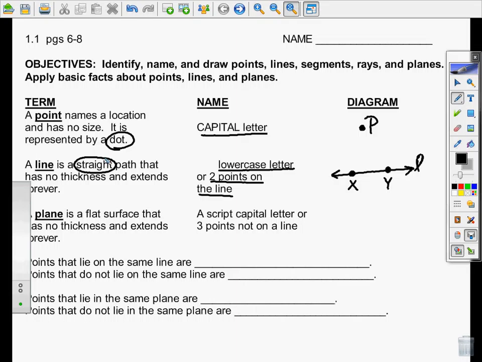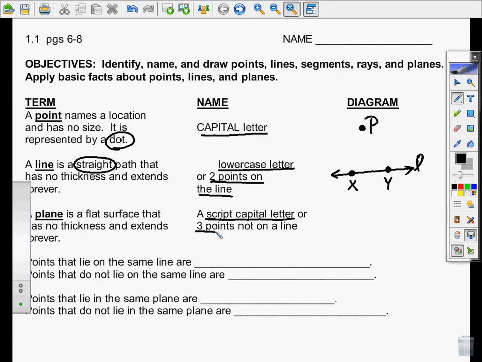All right, the third term here is a plane. This is a flat surface that has no thickness and extends forever in all directions. That's a plane. When you're in a classroom like I am right now, the 4 walls that make up the classroom are planes. There are 4 planes in here. The ceiling, the floor would be a plane. Okay, just to kind of give you an idea. This one's kind of weird. I'm not sure I'm going to be able to draw this very well. A script, capital letter. You could look in your book and see what that looks like. I'll try and demonstrate that to the best of my ability.